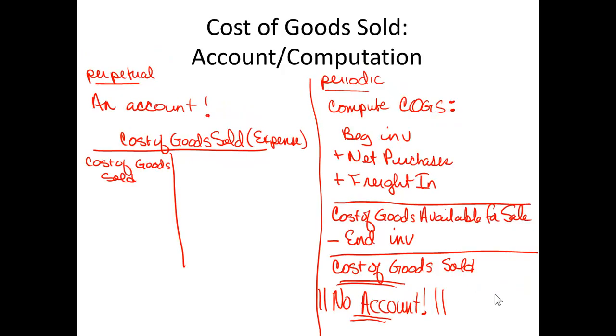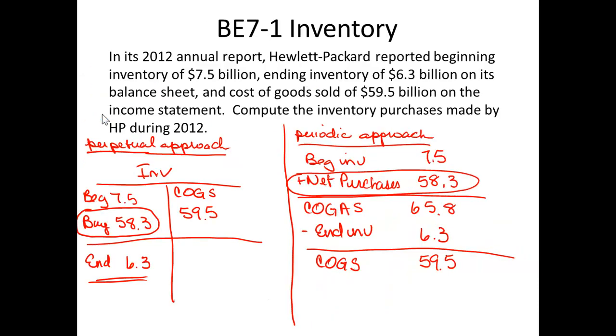When we compute cost of goods sold, that happens under periodic. We have to compute it, remember, whereas under perpetual, cost of goods sold is an account or an expense. Periodic, there is no account. Let me pause here, and then we'll go through some problems.